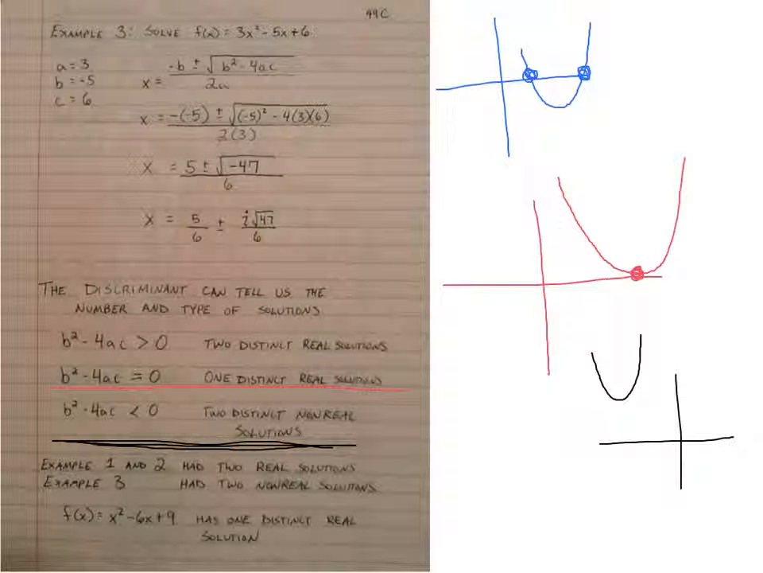In the examples we used, examples 1 and 2 both had two real solutions, and the example 3 on this page has two non-real solutions. I've provided the last piece down here, an example that has one distinct real solution, and I'll leave it to you to use the quadratic formula to find that.